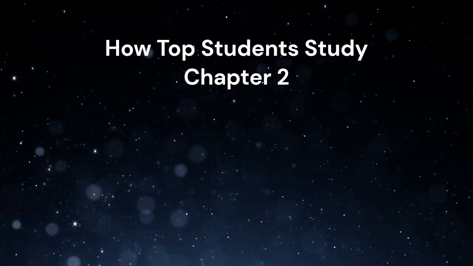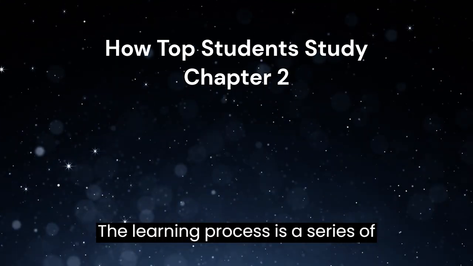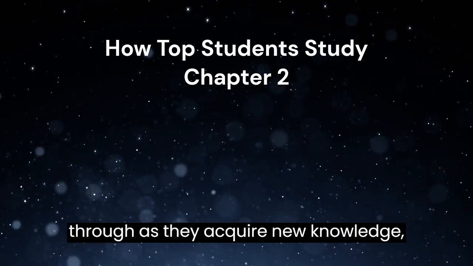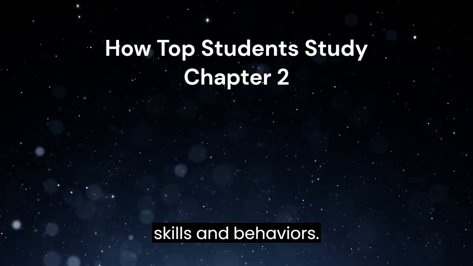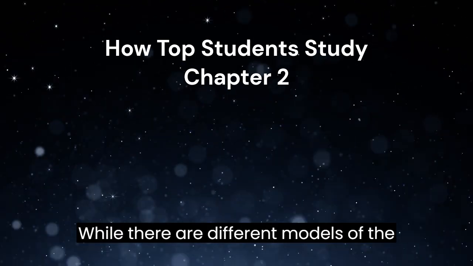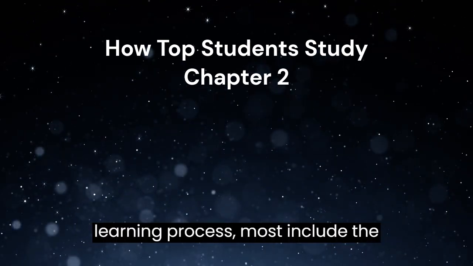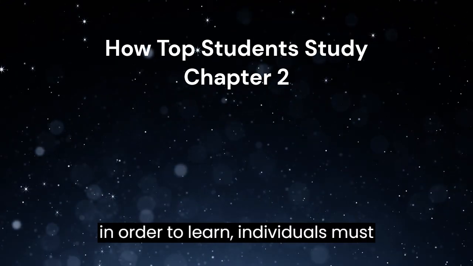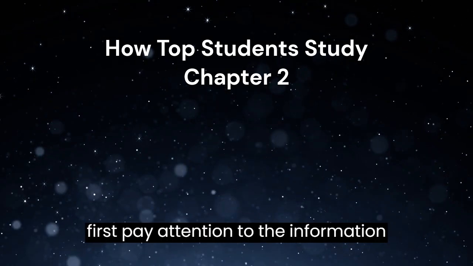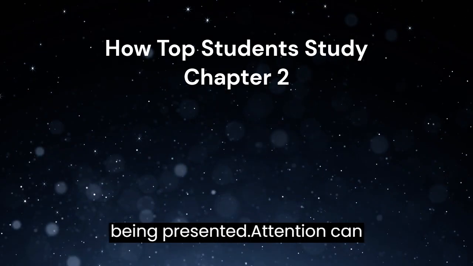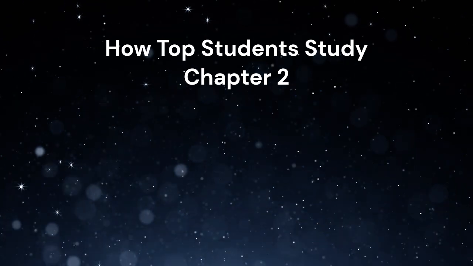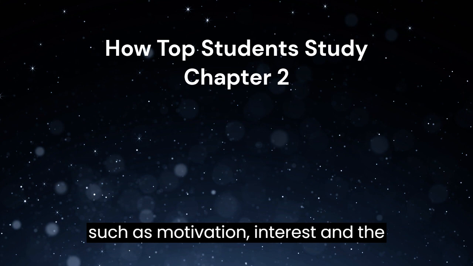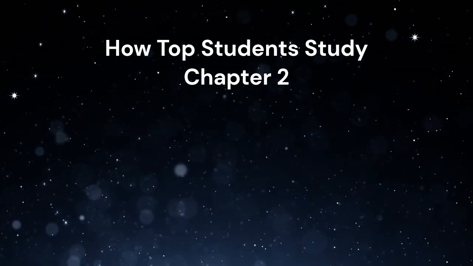The learning process. The learning process is the series of steps or stages that individuals go through as they acquire new knowledge, skills, and behaviors. While there are different models of the learning process, most include the following stages. Attention. In order to learn, individuals must first pay attention to the information being presented. Attention can be influenced by a variety of factors, such as motivation, interest, and the salience of the information.